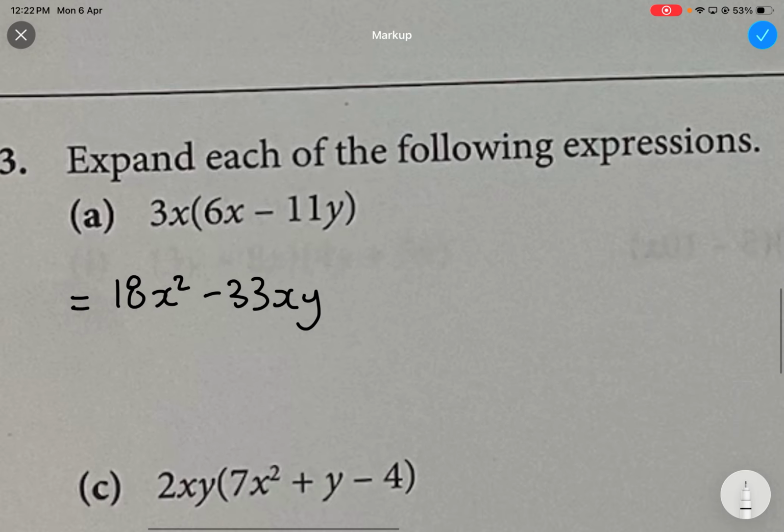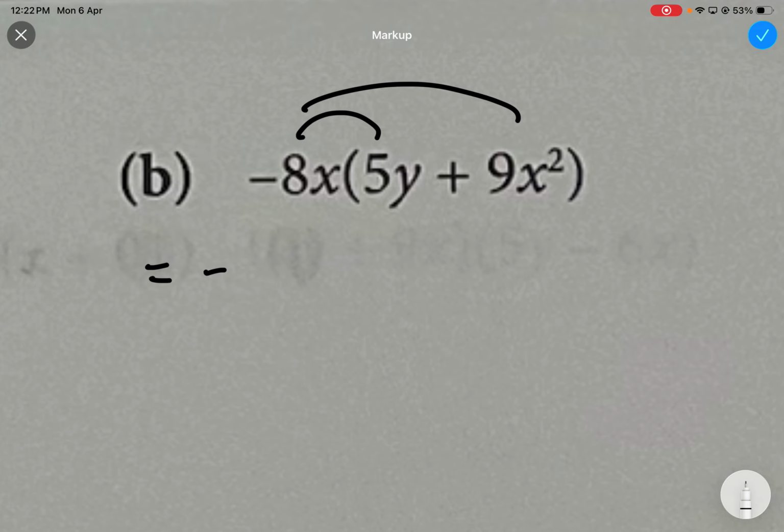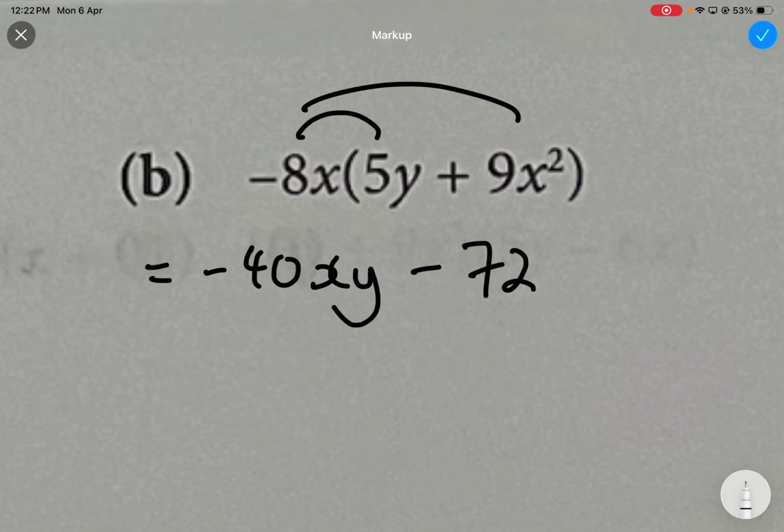Okay, this one we do together. It's quite simple. So minus 8x multiply the bracket. I need to multiply everything inside. Negative 8 times positive 5, negative 40. X times y, xy. Negative 8x times positive 9x squared. Negative, positive, result negative. 8 times 9, 72.